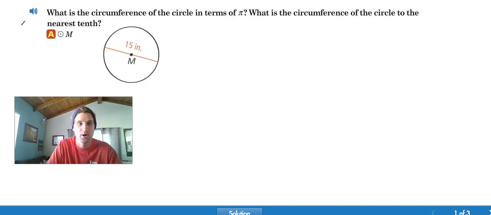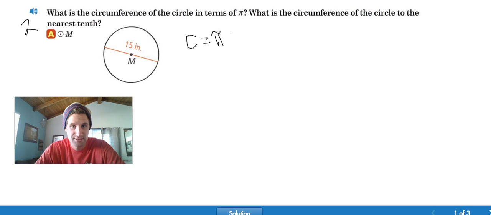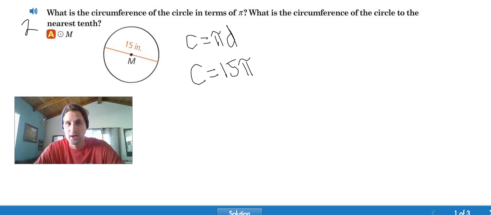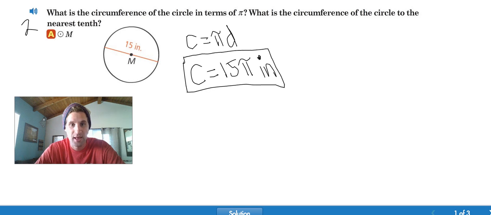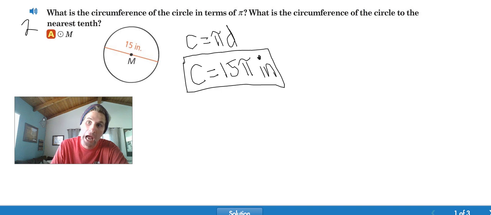Okay, number 2. What is the circumference of a circle in terms of pi? What is the circumference of the circle to the nearest tenth? Okay, so let's get started. Circumference equals pi D. What's the diameter? 15. What's the answer? It's 15 pi. Okay, when we have a number we like to put it in front of pi. Should I put anything else on here? Yes. It's circumference, so we're going to put inches. Okay, and then round to the nearest tenth. I'm not going to do that right now, but all you do is plug in your calculator and round to the nearest tenth. Next problem.